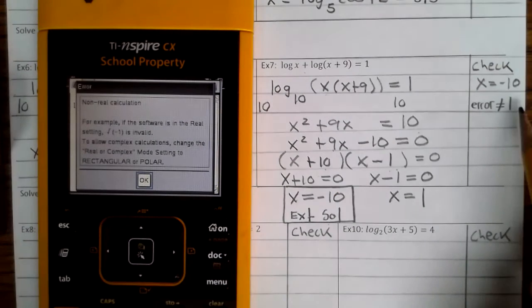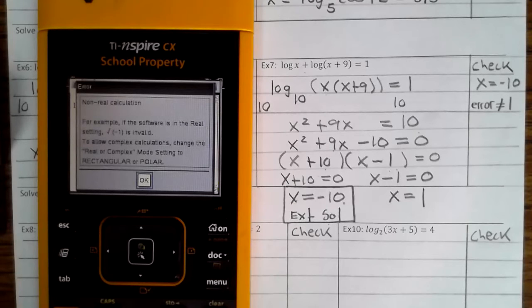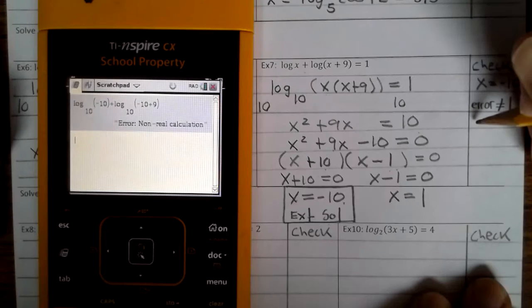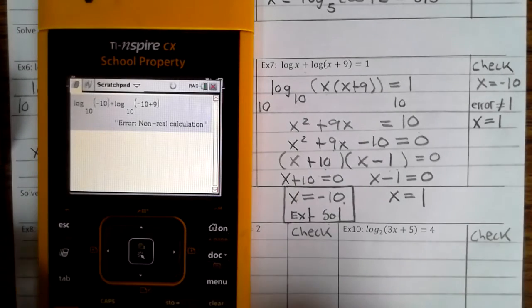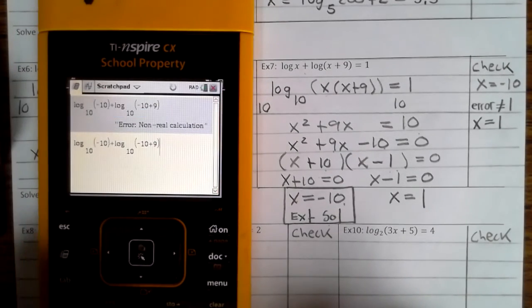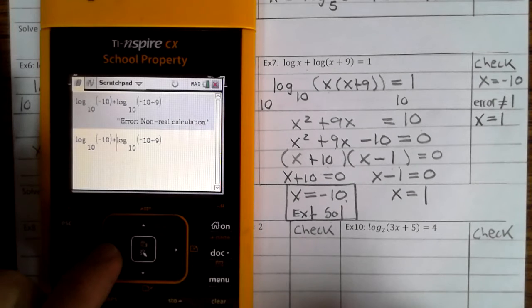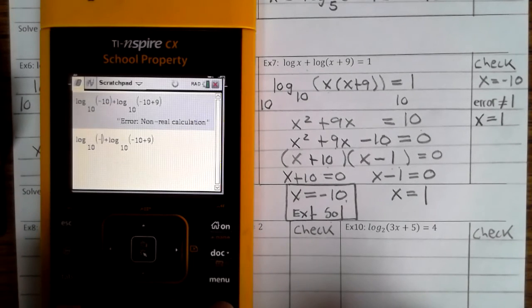So I can actually save myself time and change everywhere there's negative 10, change it to 1. And you see here we get 1 equals 1. So this checks. So this is a solution. Okay? All right.